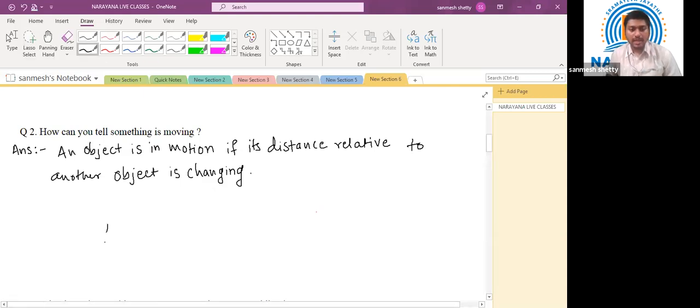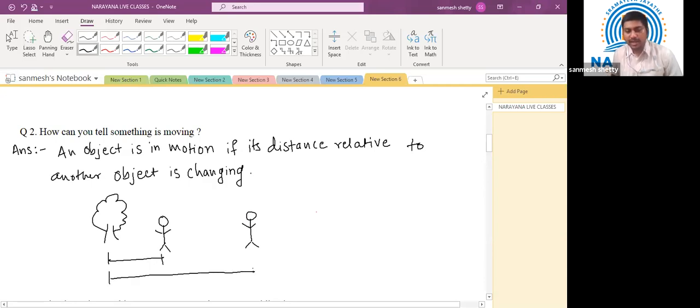For example, here I have a tree and there is a boy standing near the tree. After some time, the boy is at a different position. So when I compare the boy's distance from the tree, you can see it changes with time. So I can say that the boy is moving with respect to the tree. Here, the tree is my frame of reference. It is a reference point with respect to which I am comparing my motion. I am studying my motion.